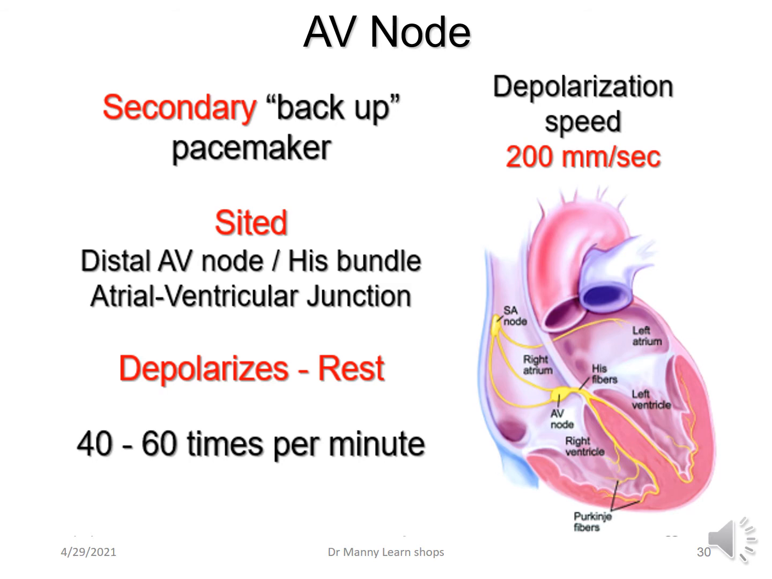Now the AV node is sited at the atrioventricular junction. And it depolarizes at rest approximately 40 to 60 times per minute.